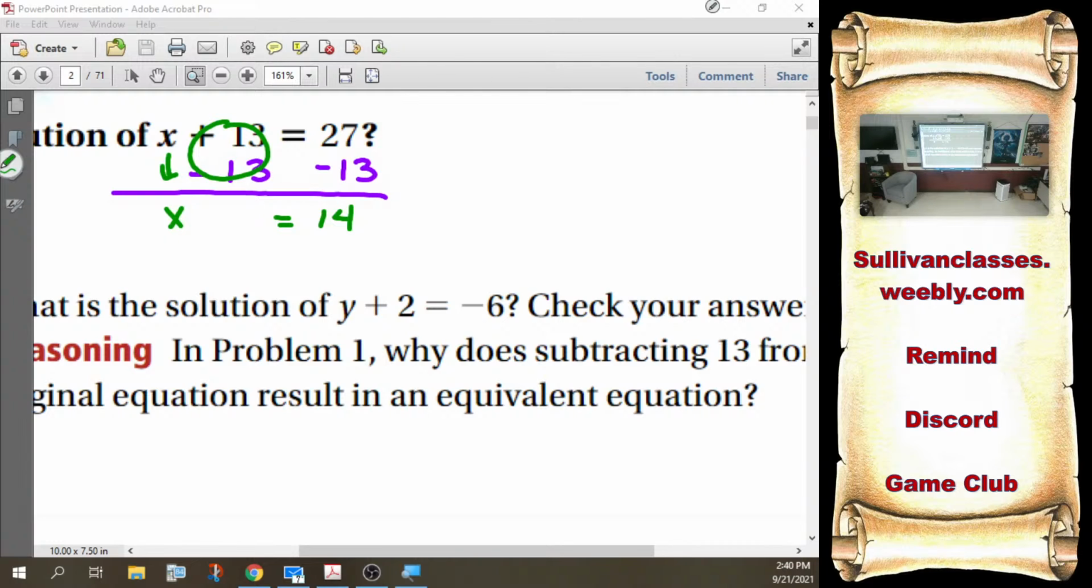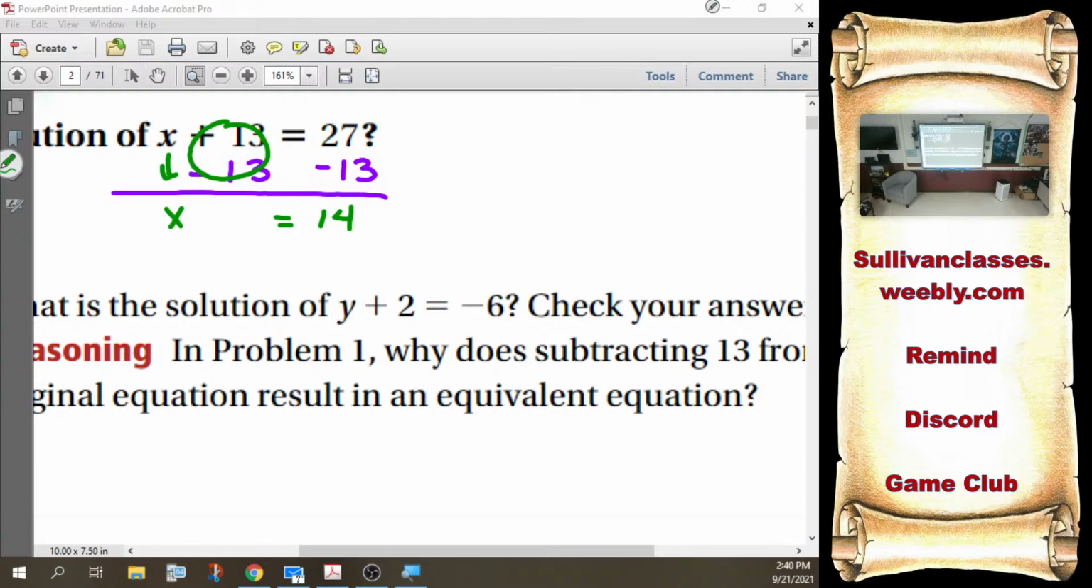Could you just do it in your head? Could you just say 27 minus 13? Yeah. Could you type it on a calculator? Yeah. Write it. You are more accurate when you write it out. So please, write it out.